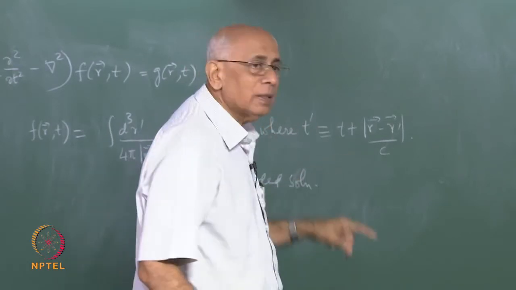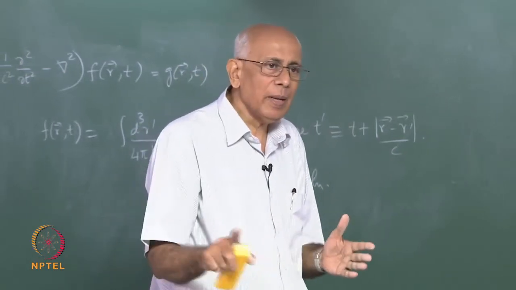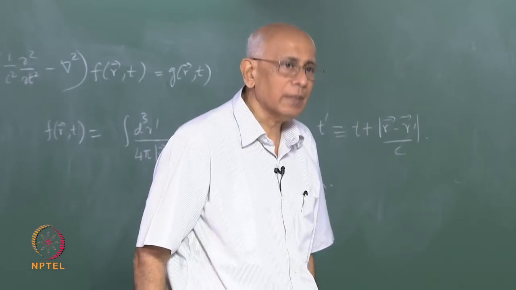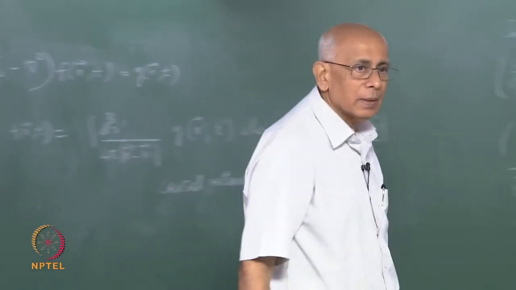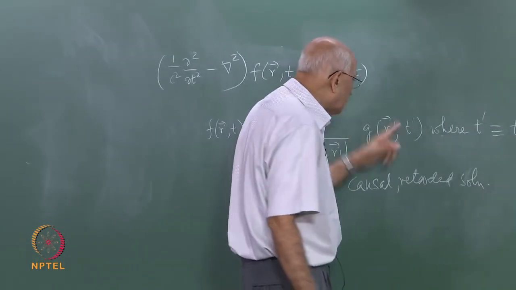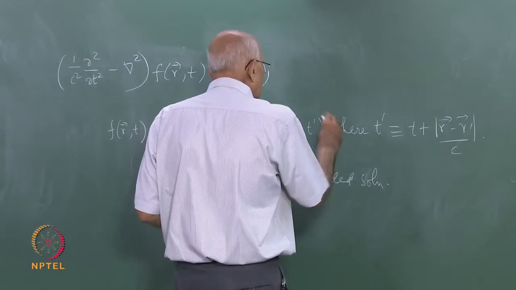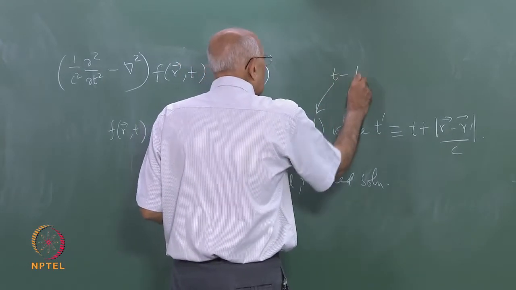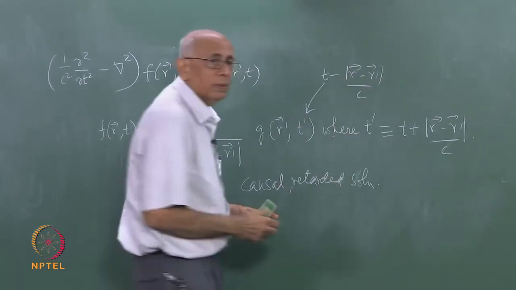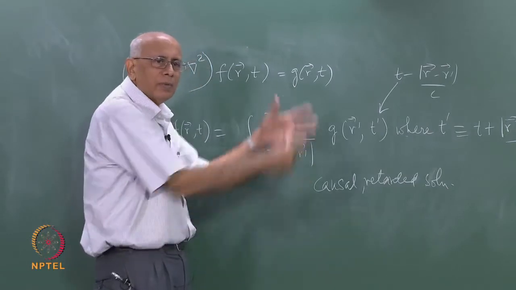But the fact is in 3 dimensions the t is replaced by t prime plus mod r minus r prime over c exactly. That is the crucial point, that this solution is over a specific time out here. This t prime stands for t minus mod r minus r prime over c. Okay. And then this 1 over r will always be there whenever you have a Laplacian.